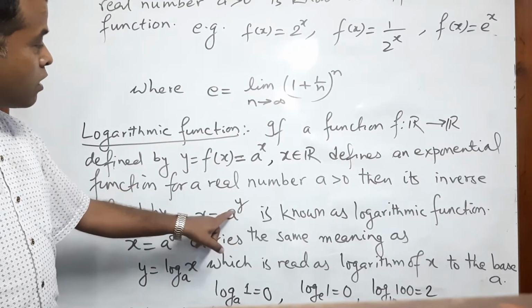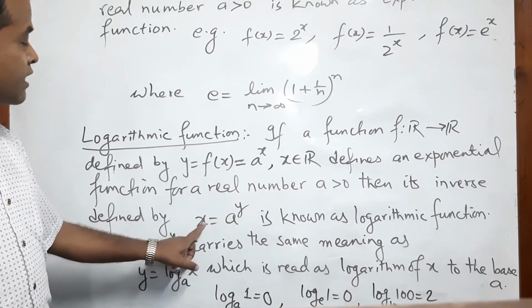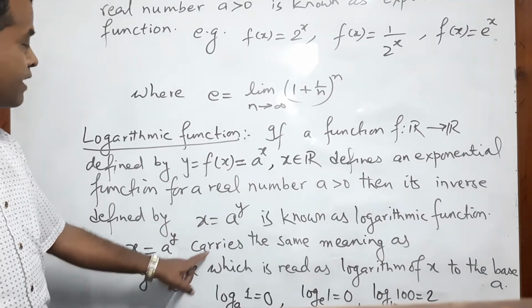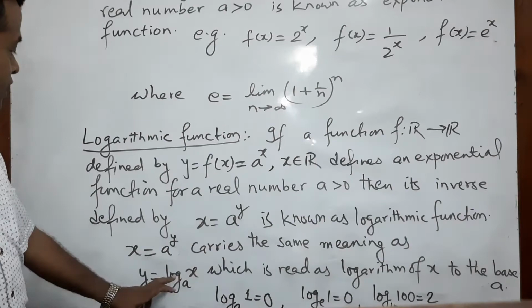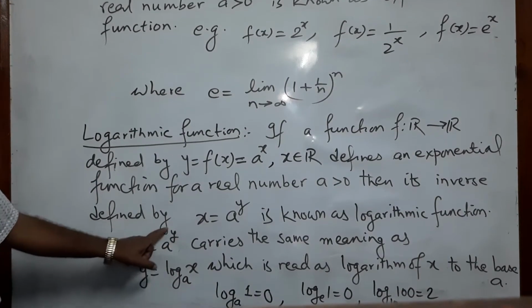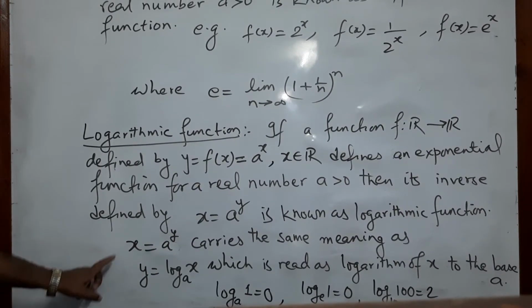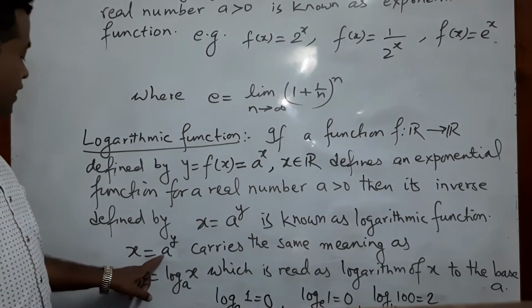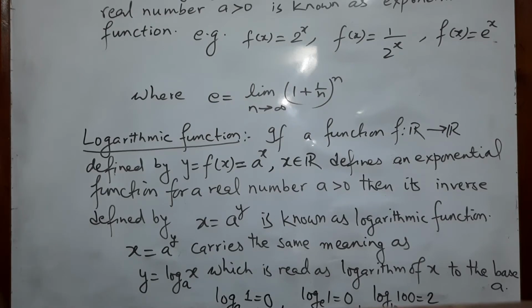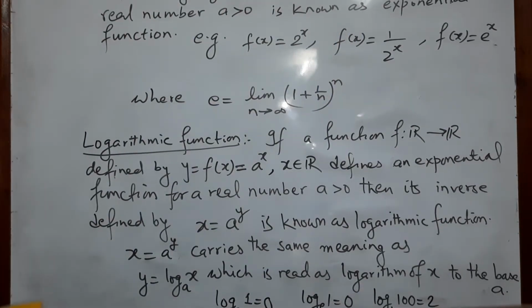No power of a positive number gives us a negative number, so x can't be negative, so the logarithm of a negative number is not defined, because this meaning and this meaning are the same, and no power of a will make x negative. So a is always positive, so this x is also always positive. So now I will explain some properties of logarithm.